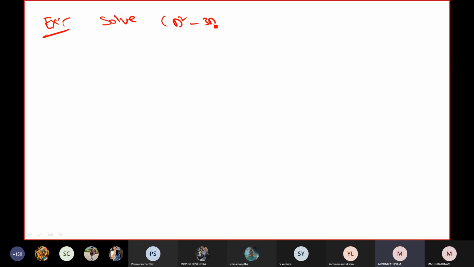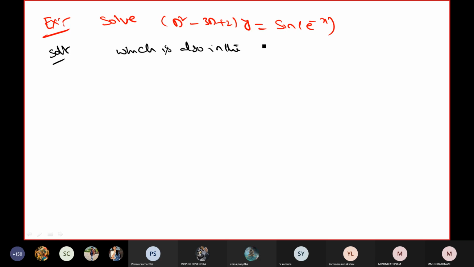Solve (D² − 3D + 2)y = sin(e^(−x)). So this is also in the form of f(D)y = Q(x).